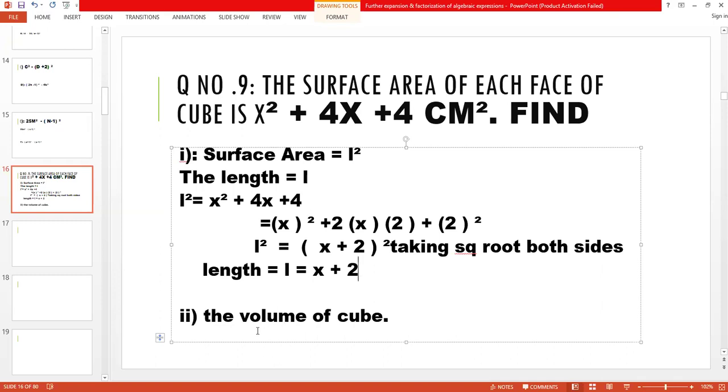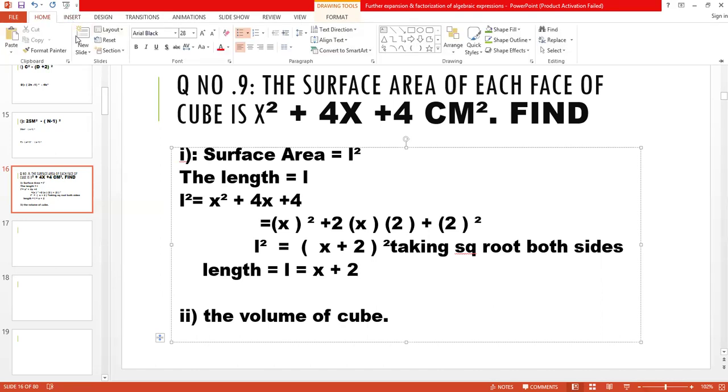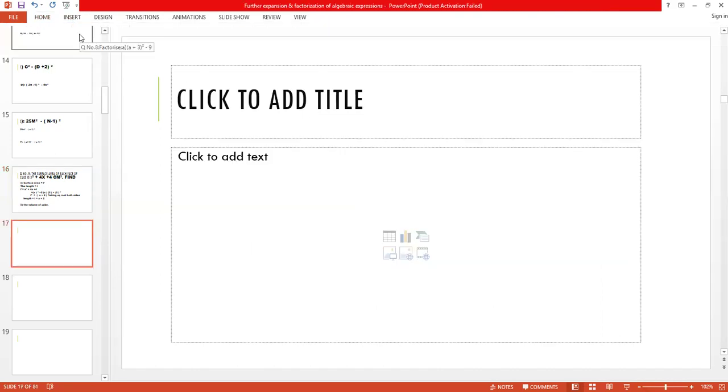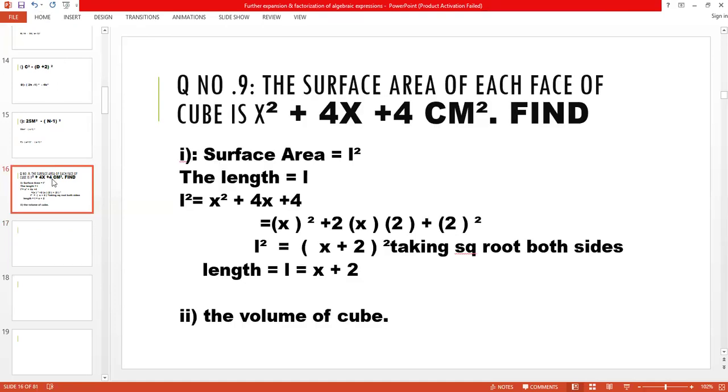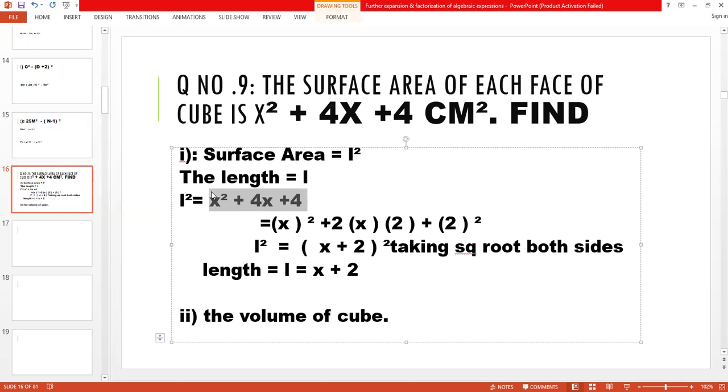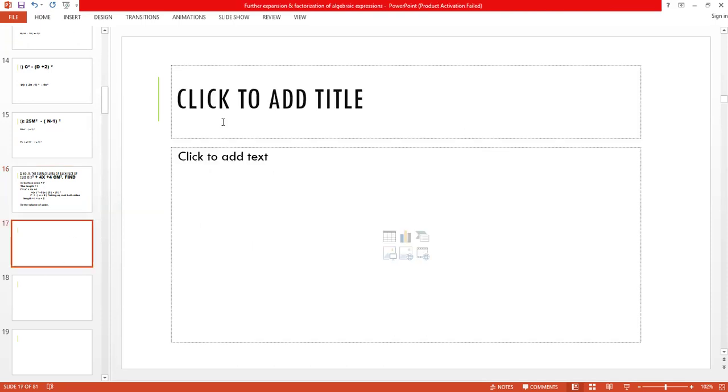Now, in the second step, we have to find the volume. Okay. So, how we have to find the volume, I will tell you. But before finding the volume, just give me 1 minute. Okay. Now we have to find its volume. Surface area is given. I just have to copy down this surface area. That is okay. First, we come to the volume.